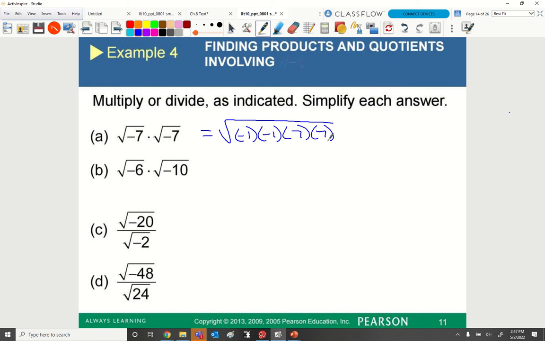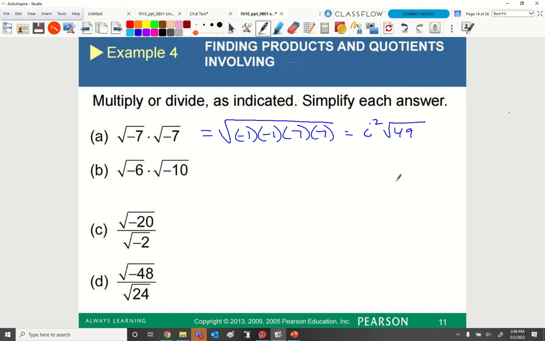Now, isn't this -1 squared? Yes. So this first part right here is going to be i, right? Because it's i squared, because I have i times i. But then this other part is going to be the square root of, what's 7 times 7? 49. There we go. Now, what is i squared? -1. Very good. It is -1.